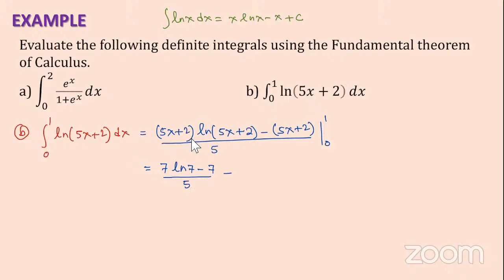Then minus, now if we plug in 0, 5 times 0 plus 2 is 2. So the value of 5x plus 2 will be 2. It will be 2 natural log of 2 minus 2 divided by 5. Now we have a common denominator of 5. The numerator will be 7 log 7, which can be written as log 7 raised to 7.